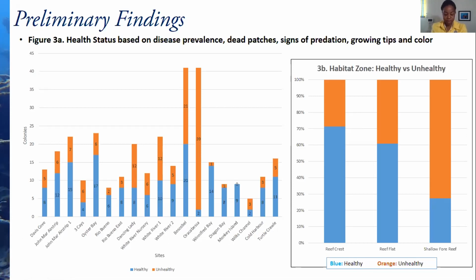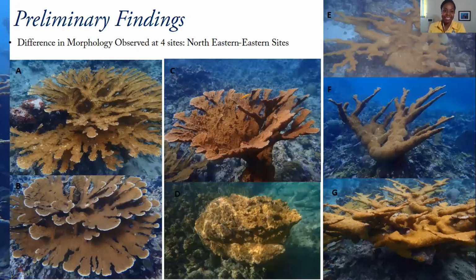Based on the zones, interestingly enough, even though the reef crest had declined in the numbers that we were seeing, it had the healthiest corals of the three zones, followed by the reef flats and the shallow fore reef. And our last preliminary finding that we'll be looking at is the difference in morphology.